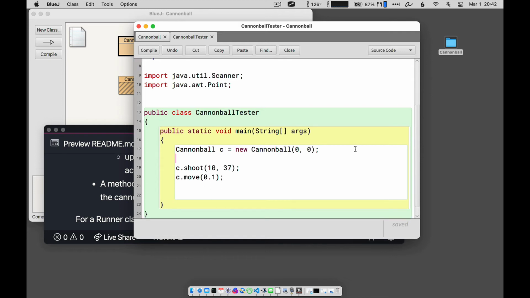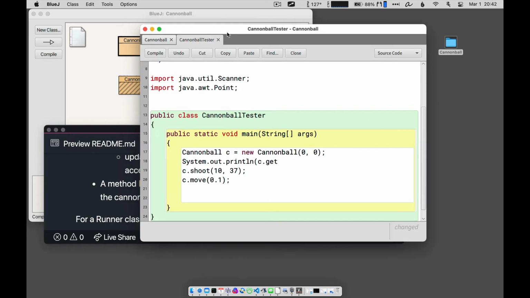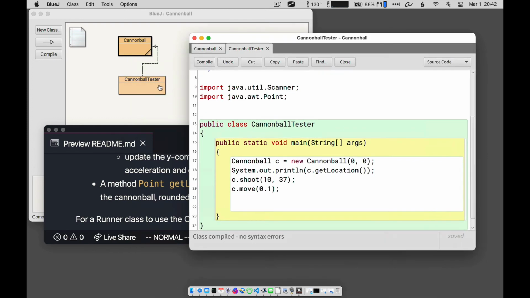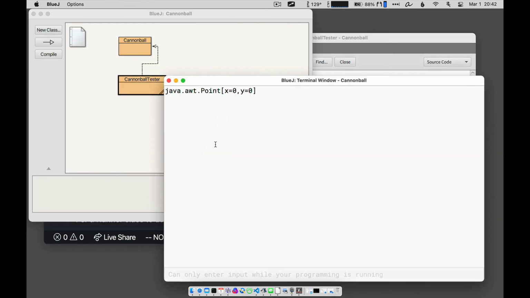Before we shoot it, I'm going to say system out print line, and I'm going to try and print out c dot get location. So this is the cannonball's get location. And I'll just see what happens there as a result of that. All right, very exciting here, what's going to happen.